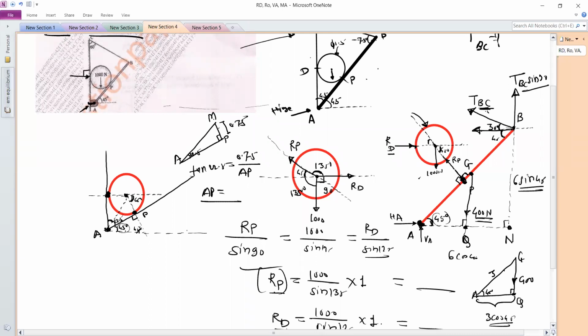Okay. And then write the equation summation of moment by all the forces about A is equal to 0. From this single equation, you can find out the tension BC. Okay. After that, to find out HA and VA, use summation Fx and summation Fy. Okay. So in this way, you can find out unknown values. So try to complete this problem.